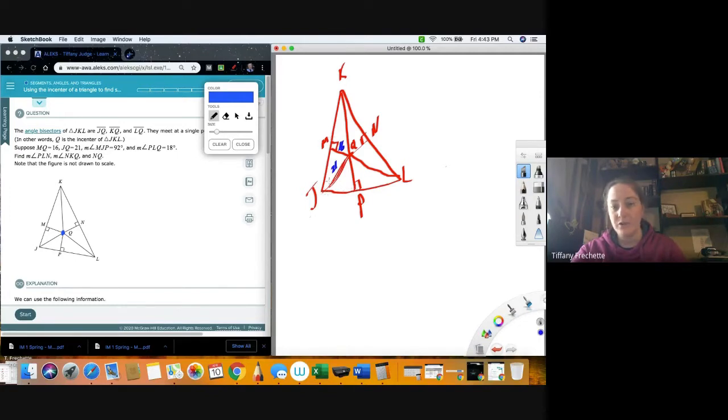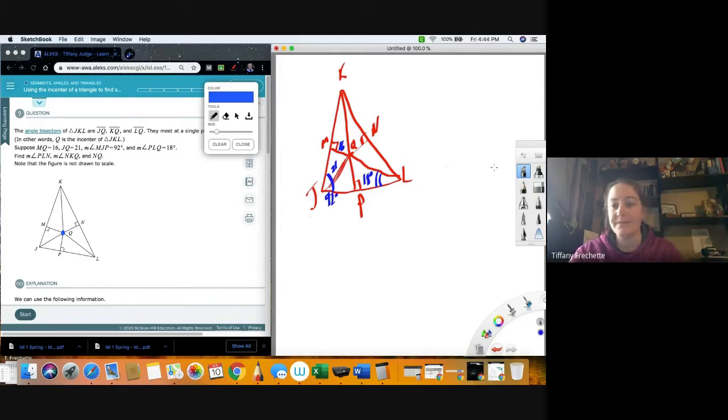MJP, which is this whole angle down here, the whole thing is 92 degrees. So I'm going to go ahead and put that just off to the side here. And then PLQ, so just this piece, and I'm not saying that these are the same because they're one arc to one arc, so I'm actually going to use two arcs, just so you know they're not the same. They're saying this one's 18.